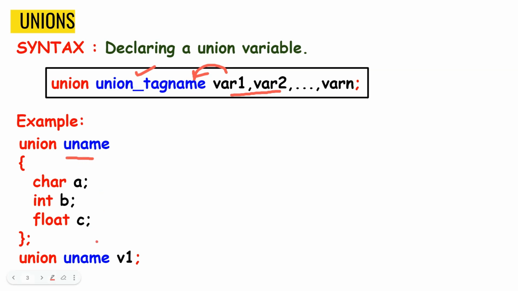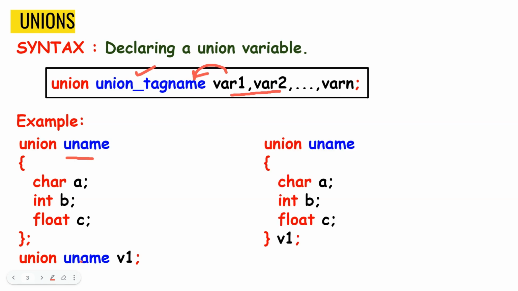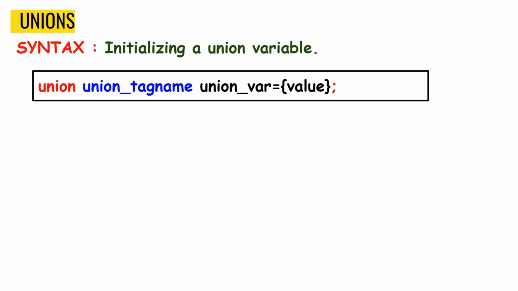The declaration can be done either after the union definition separately in the declaration statement or immediately after the union type definition. So here we have two ways of declaring the union variable: immediately after the union definition or separately in a separate declaration statement. Next we will see how to initialize values for the union variable.